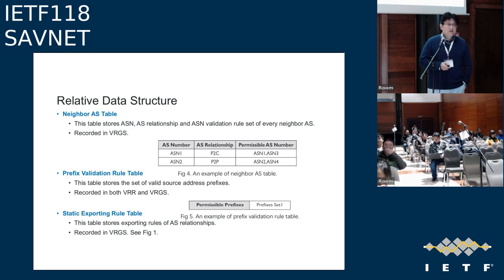There are some relevant data structures. First is the neighbor AS table. This table stores the AS number, AS relationship, and AS number validation rule site of every neighbor AS. The second one is the prefix validation rule table. This table stores the site of valid source address prefixes. And the third one is the static exporting rule table. This table stores the exporting rules of AS relationships.